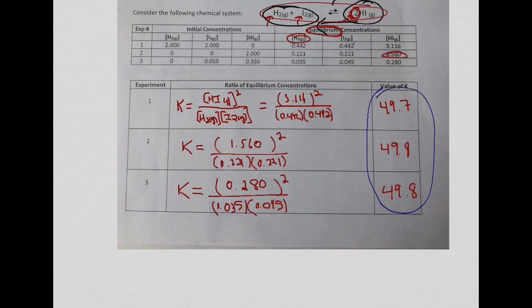All three of these values are basically the same number. If you were to round them to 2 sig figs, they'd be 50. It doesn't matter what amounts you start with. It doesn't matter if you only have reactant, or you only have product, or you have some product and reactant. Once equilibrium is established, this natural place for this particular chemical reaction at the temperature it's reacting at, the ratio of the products to the reactants always gives you the same ratio. That is why this is called a constant. It's a constant number.